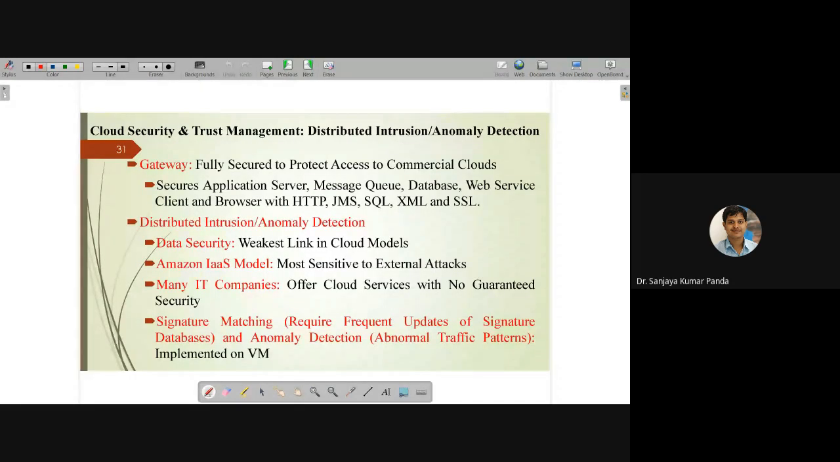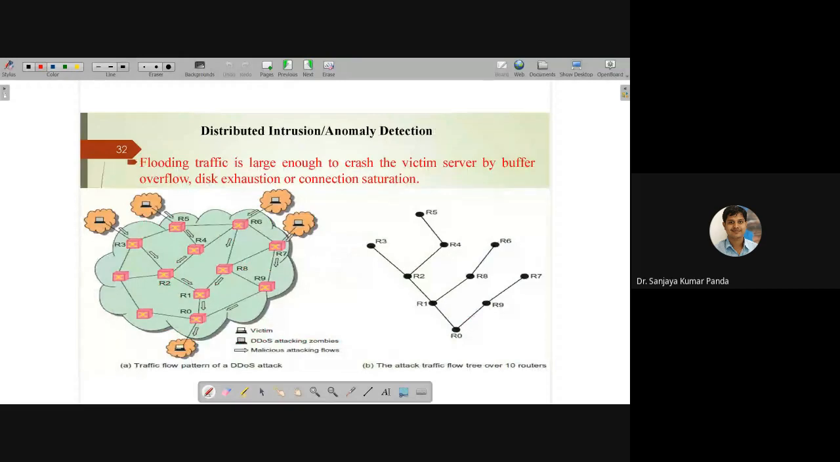So I want to show you another important one. Here you can see a scenario of a DDoS attack. This computer is the victim, and these computers are launching the DoS attack. They are not launched from a single place. They are launched from different places.